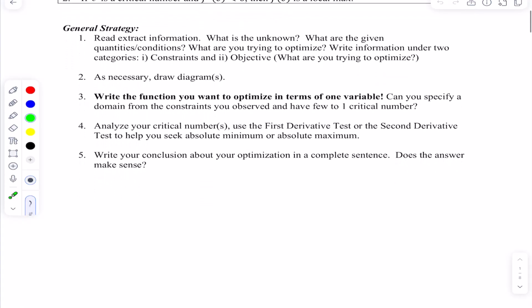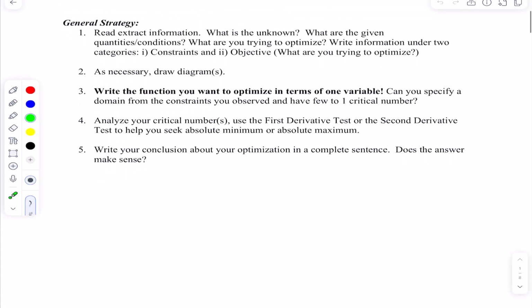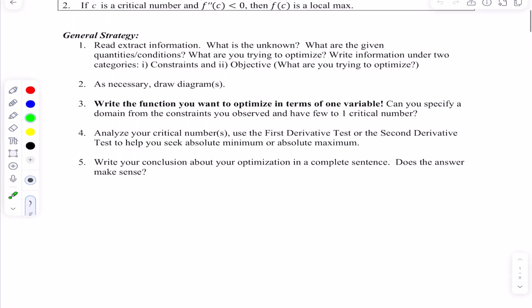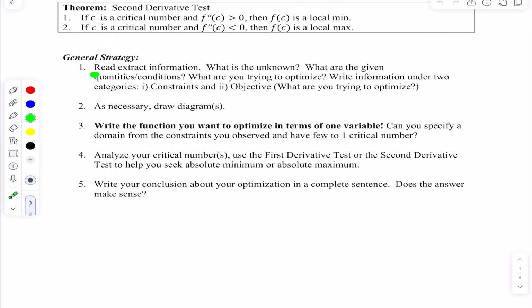Now here's the general strategy for optimization problems. You want to read and extract information. This might take a while. You might need to read the problem several times. And throughout the problem-solving process, you might go back and read the problem again. You want to ask yourself, what is the unknown? What are the given quantities and conditions? What are you trying to optimize? Are you trying to minimize? Are you trying to maximize?